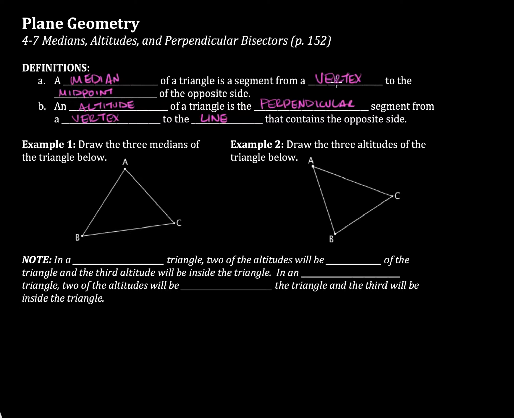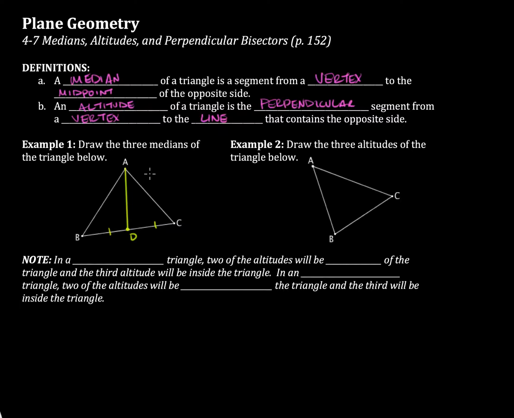So I've got to start at a vertex. I'm going to start with the first median at A, and then I go to the midpoint of the opposite side. So where does it look like the midpoint of that side would be? We're not going to get a ruler out and measure it. We're just going to guesstimate. It looks like the midpoint would be right about here. That looks like the point that's going to divide this into two congruent parts. So let's go ahead and label that point D. Now I'm going to draw a segment that goes from point A down to that midpoint, point D.